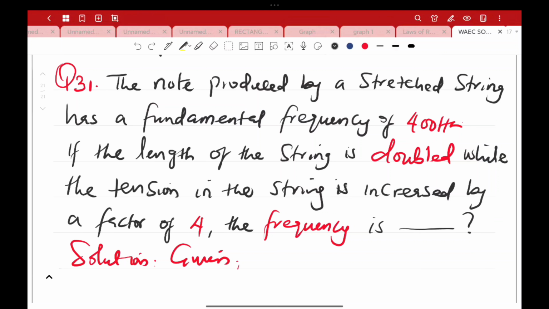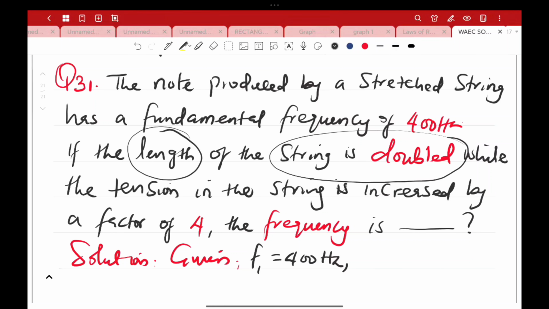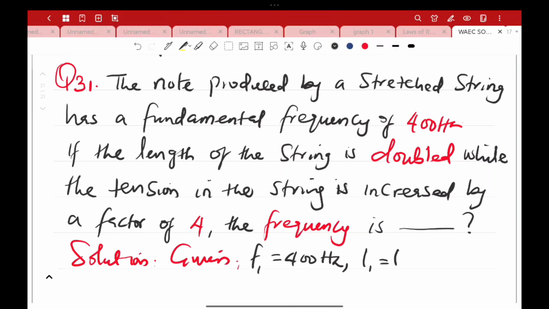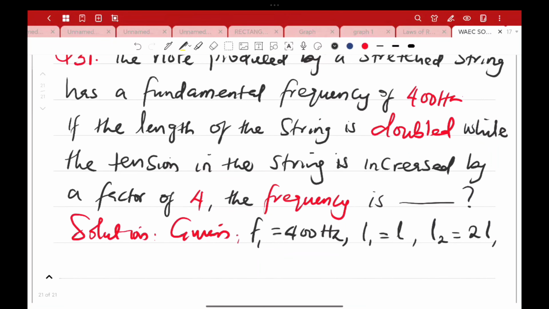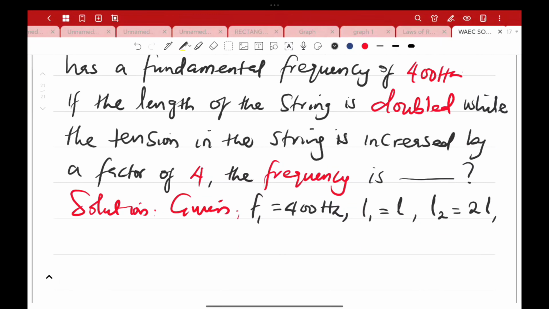Okay, so fundamental frequency of 400 hertz, F1 is equal to 400 hertz. Then if the length of the string is doubled while the tension in the string is increased, length is the second triune component. If the length is doubled, then of course you must have the original length. So L1 will equal L. I hope you are getting this. Now L2 will become 2L because it is doubled. Are you following? The 2L is length, okay?